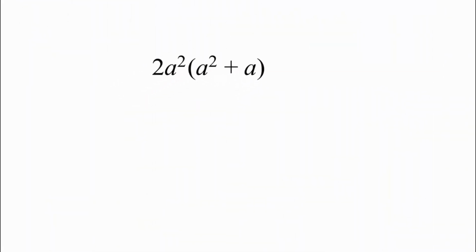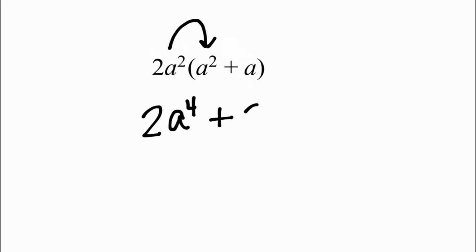Okay, so let's multiply these together. I hope you got it right. If not, don't worry, I'm going to go over it with you right now. We have 2a squared times a squared. So 2 times 1 is 2. A squared times a squared is a to the 4th. Now, plus, because that's a plus, 2a squared times a to the 3rd. So we have 2a to the 4th plus 2a to the 3rd.